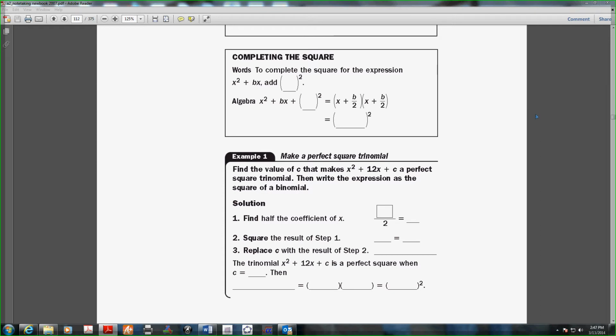If we look at the first example, obviously the coefficient a is 1. Then we have b is 12 and c. We have to find c, so that it is a perfect square.